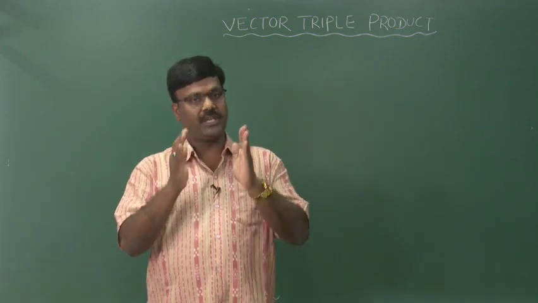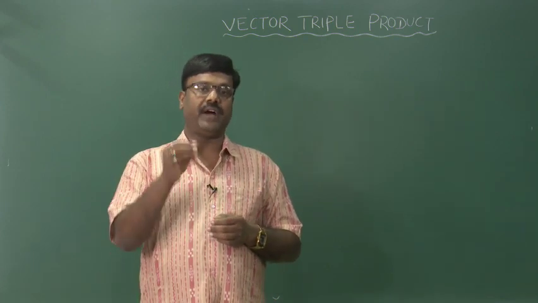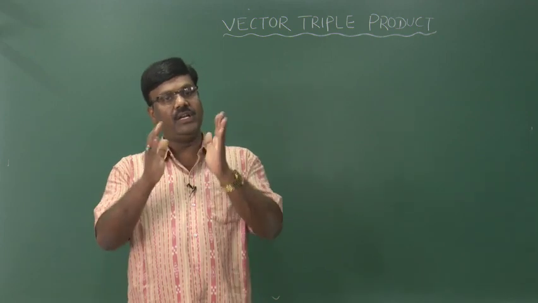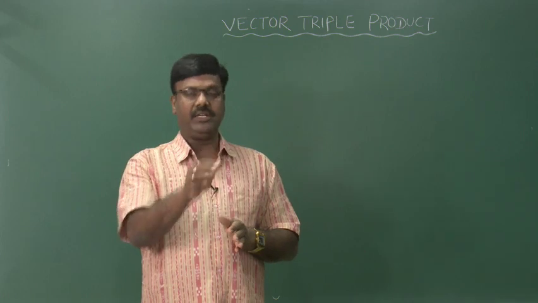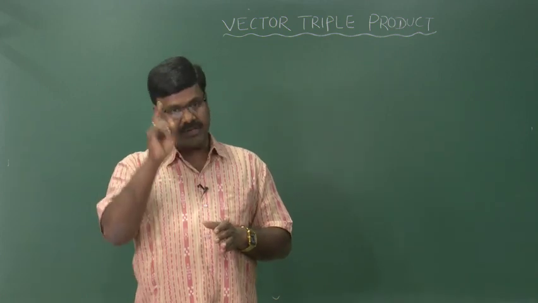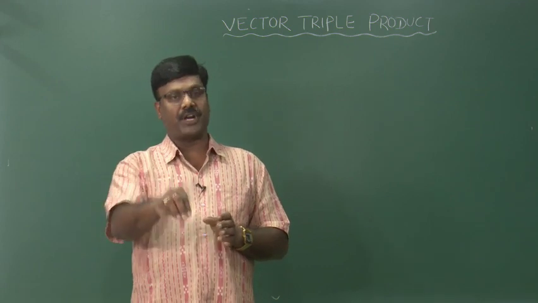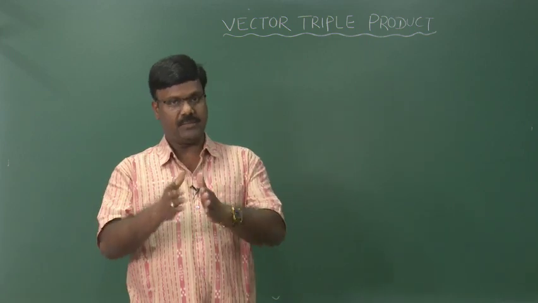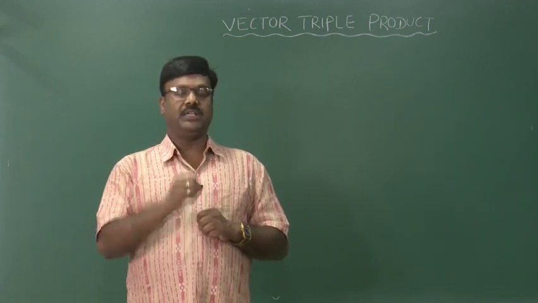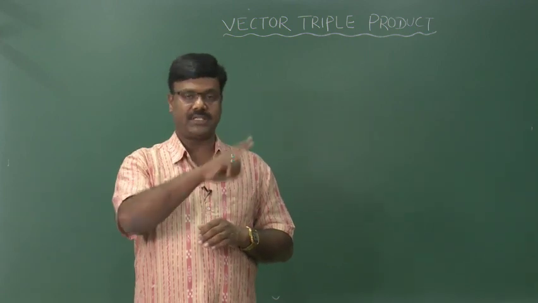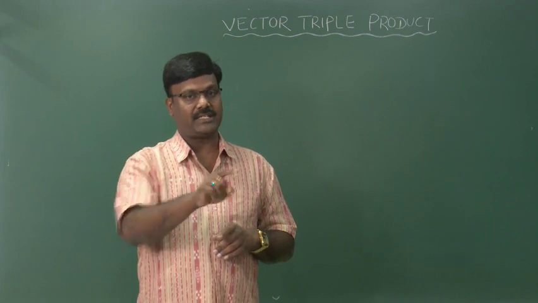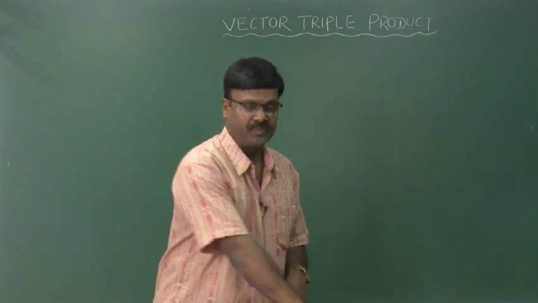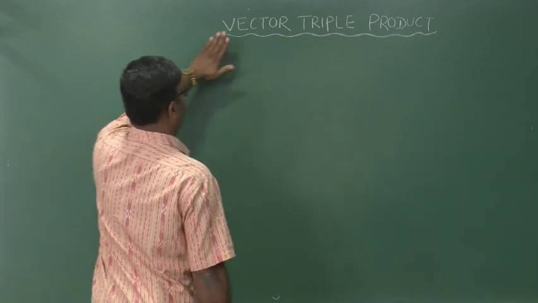It is the product of three vectors in which the final result is a vector quantity, and this is obtained only when a vector is multiplied vectorially. That means its outer product with the outer product of other two vectors. That means vector triple product is the product of three vectors in which the vector product of one vector is with the vector product of other two vectors. Let us write what is vector triple product.